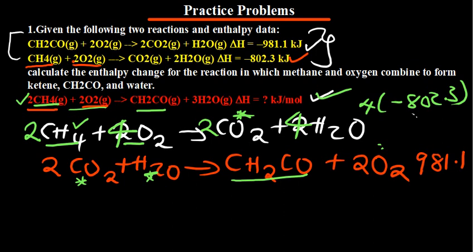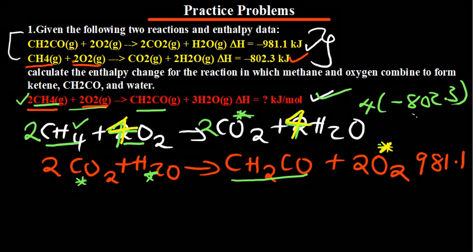So now, what do we have? This is a 4. This is also a 4. So let's balance out now. I put a star for the things that are not supposed to be part of the main equation. I'll start with carbon dioxide.